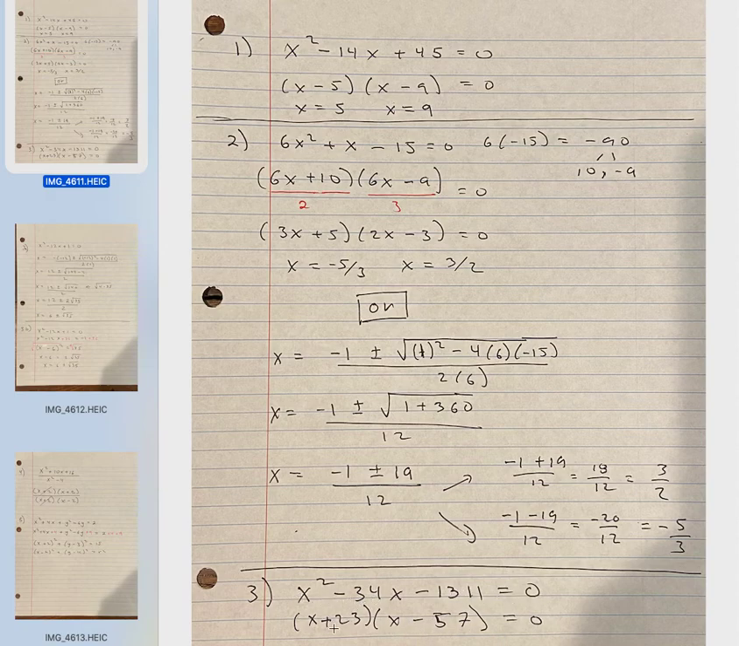I just made this up and worked backwards to get this. But it would take me a minute to figure out that it's 23 and 57. So this is one, again, it looks like that, it factors, but that might not have been the easiest way to go. So this is an example of where I might put it in the quadratic formula.